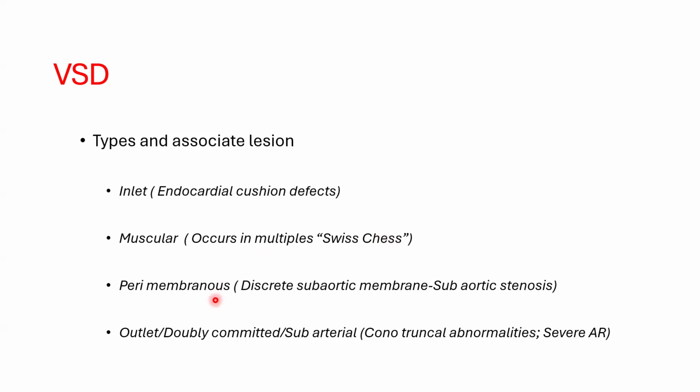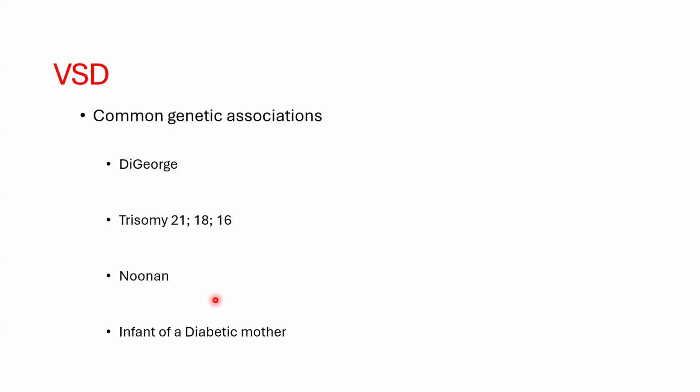Then we have the outlet or doubly committed or subarterial. You may see these words used based on what school of thought, whether it's Van Praagh or Anderson. And they are typically associated with conotruncal abnormalities, like tetralogy of Fallot, truncus arteriosus, and so on and so forth. And they typically occur with severe aortic regurgitation.